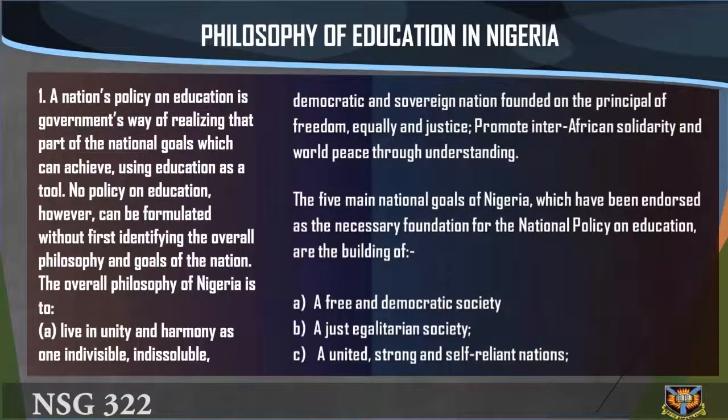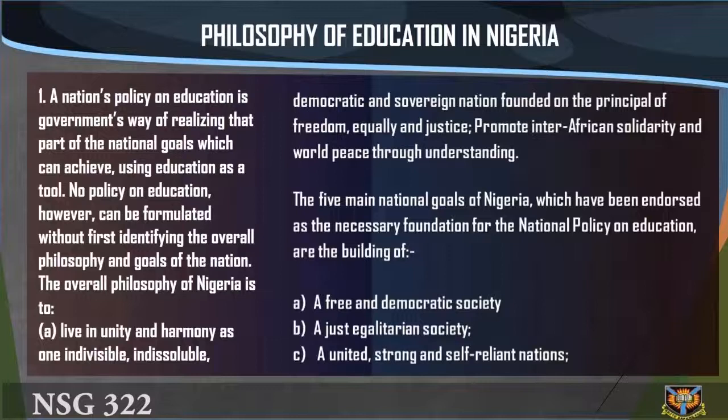Philosophy of education in Nigeria. A nation's policy on education is government's way of realizing that part of the national goals which can be achieved using education as a tool. No policy on education, however, can be formulated without first identifying the overall philosophy and goals of the nation. The overall philosophy of Nigeria is to live in unity and harmony as one indivisible, indissoluble, democratic, and sovereign nation founded on the principle of freedom, equality, and justice. Promote inter-African solidarity and world peace through understanding.